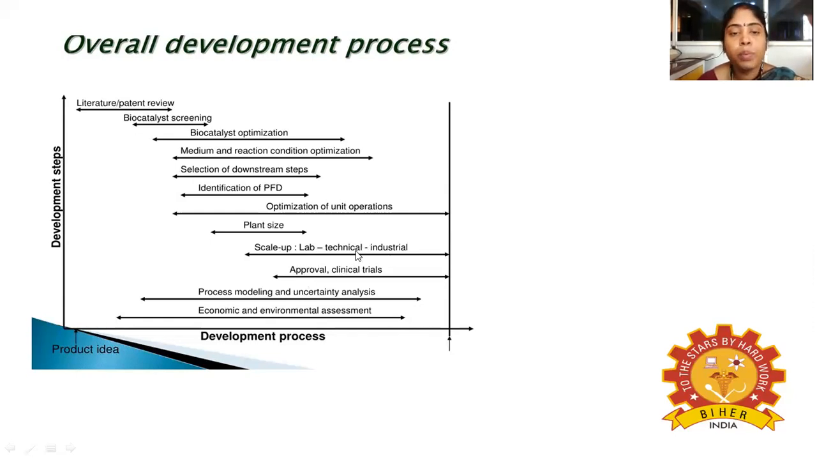Then once a product has been produced, it has to be optimized in the case of a unit operation through your downstream steps. Then there will be approval for the clinical trial, which means that it has to be tested in an animal laboratory house so that it can be used for approval of your clinical trials. Then if your product has given a 100% result, it will be taken to process modeling and the assessment of environmental issues, which has to be taken care of. So these are the various steps we will have for any process development.